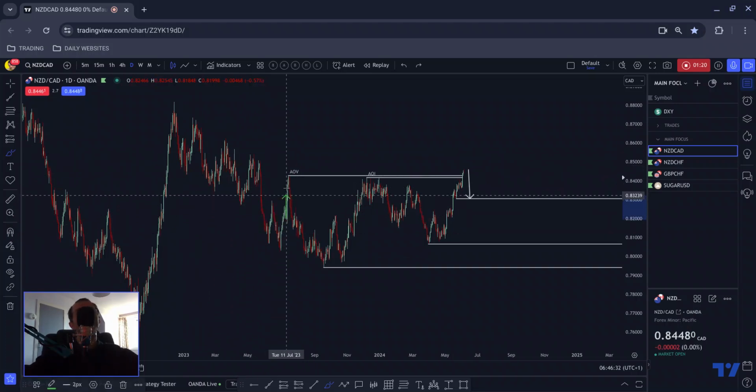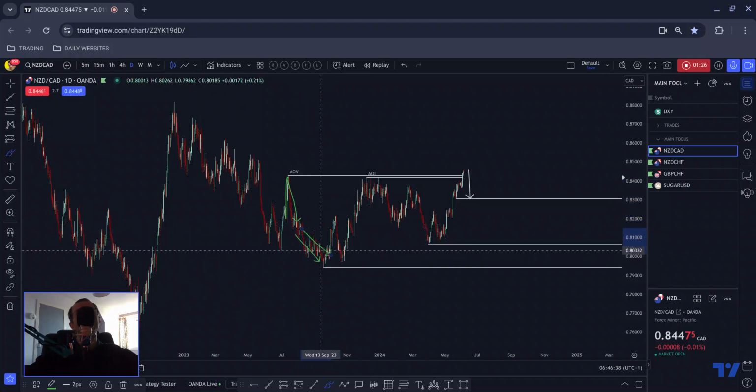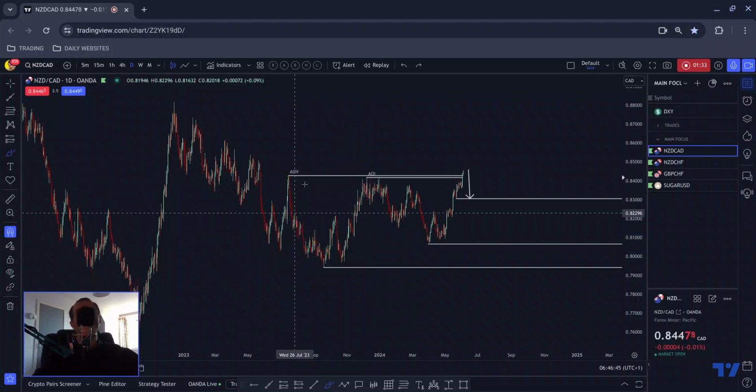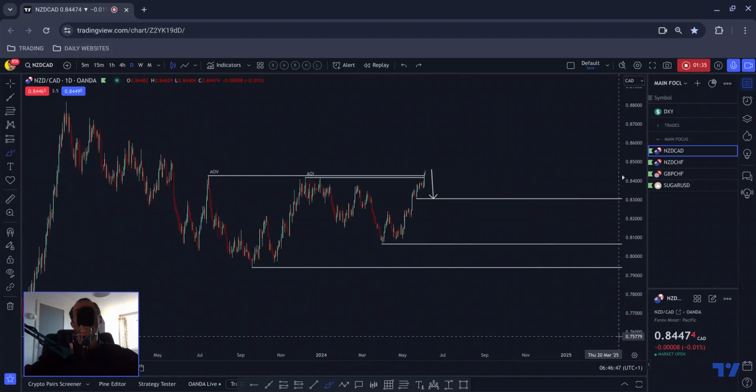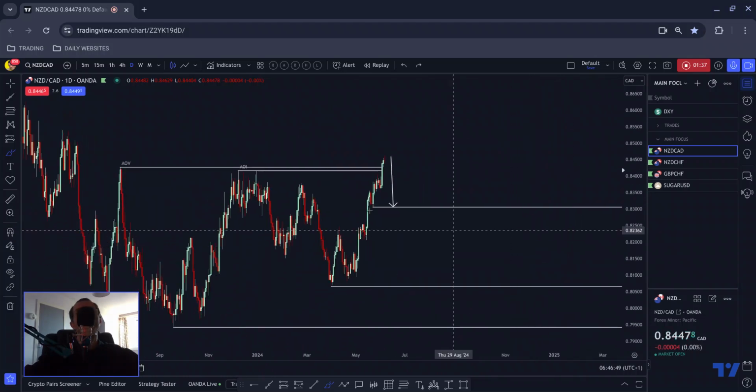Then we have this sharp move up followed by this sharp move down. Okay, and then we break this low correctively, suggesting a move to the upside, and then we come all the way back up, and then we near miss to this high. So this is where things start to get interesting for me in terms of a possible sell opportunity.